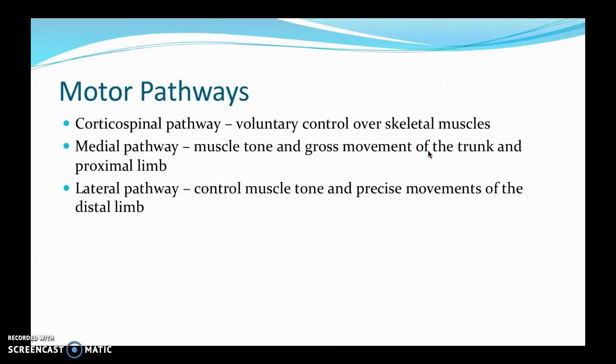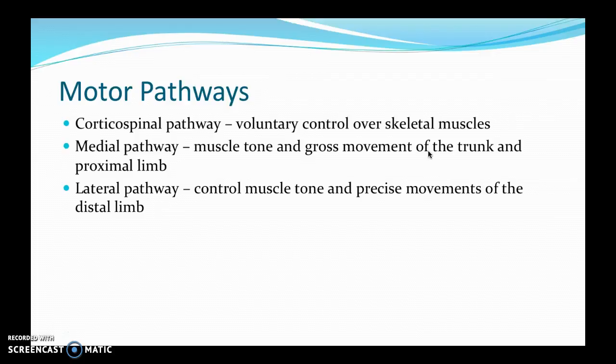There are three motor pathways that are descending pathways. These are the corticospinal pathway, the medial and lateral pathways. The corticospinal pathway travels from the cerebral cortex to the skeletal muscles and carries the voluntary commands to skeletal muscles there. The medial pathway controls the muscle tone and gross movements of the trunk and proximal limbs, like the shoulder and the hip. The lateral pathway controls muscle tone and precise movements of the distal limb, such as the fingers.